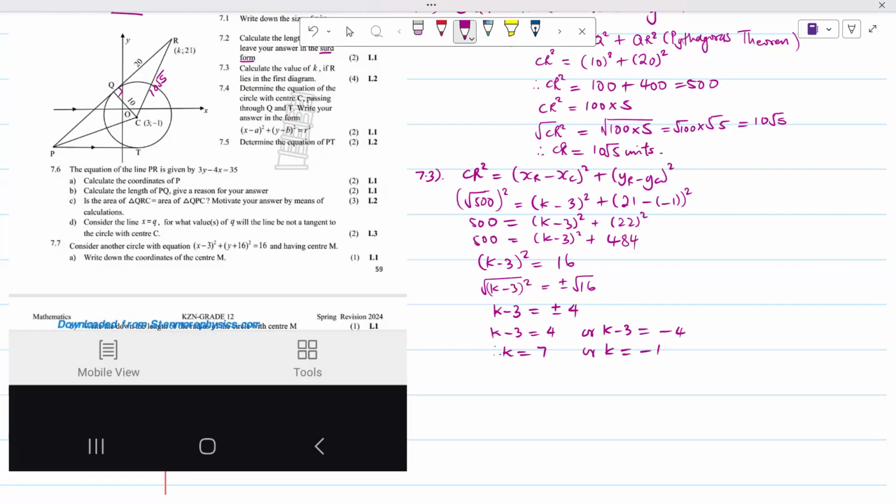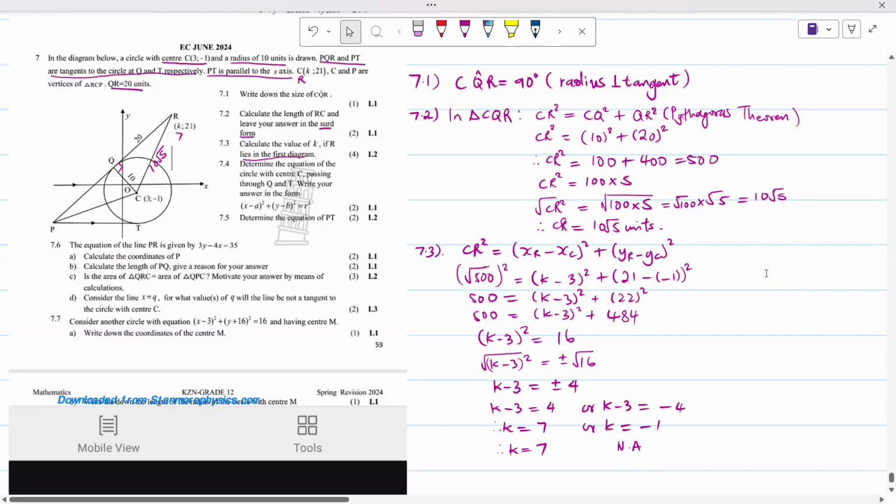Here we are told that R lies in the first quadrant. So the correct value of k will be 7, because negative 1 lies in the third quadrant, so that one is not applicable according to the question. So k is going to give us 7. So then we'll come here and write 7 there. K is going to be 7. All right, then we continue with the problem.